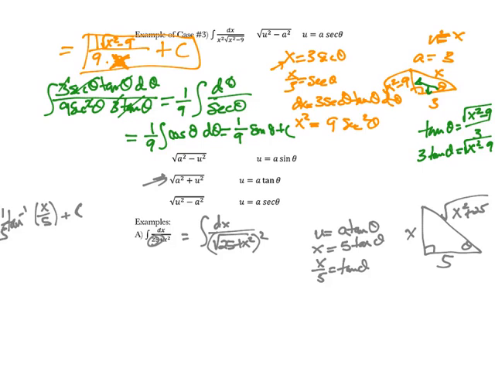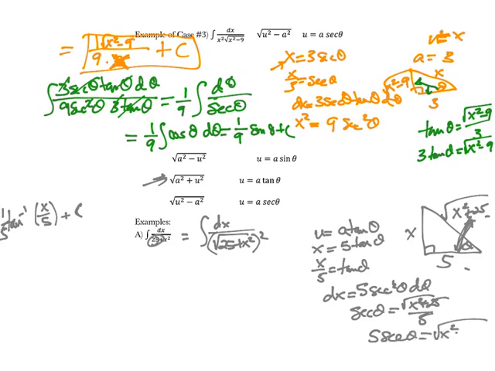So let's see, I need dx. The derivative of 5 tangent theta would be 5 secant squared theta d theta. I need this square root, so the easiest relationship is here. From this angle, it's hypotenuse over adjacent, so that's secant theta. Secant theta equals the square root of x squared plus 25 over 5, or 5 secant theta equals the square root of x squared plus 25.